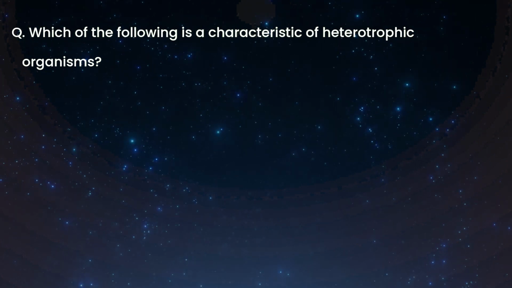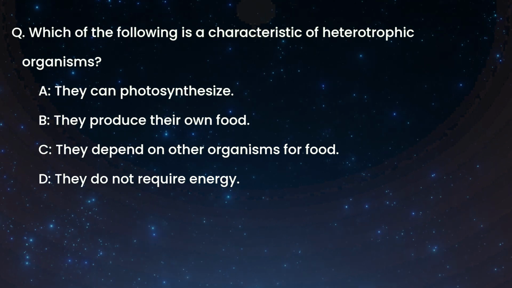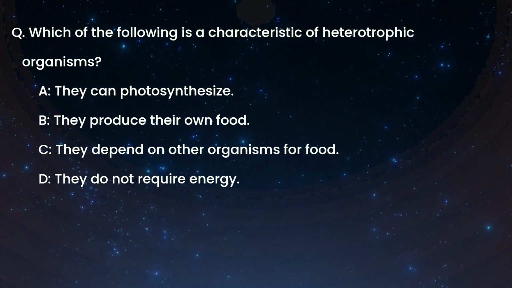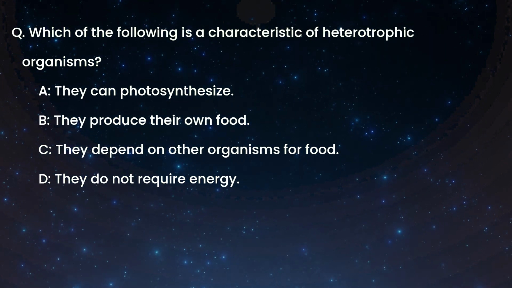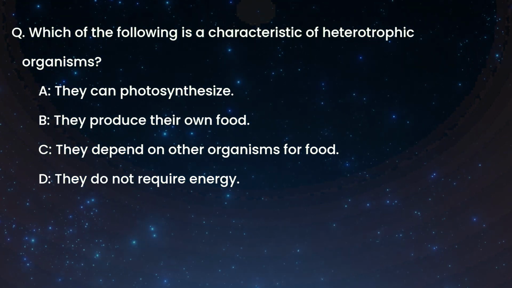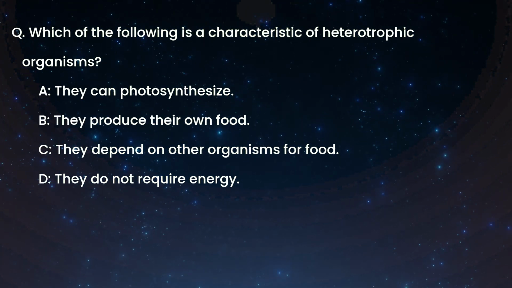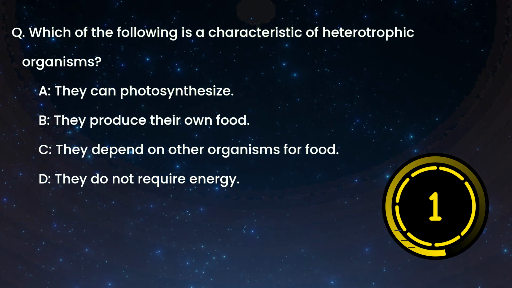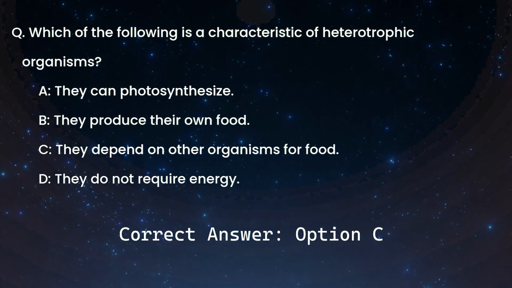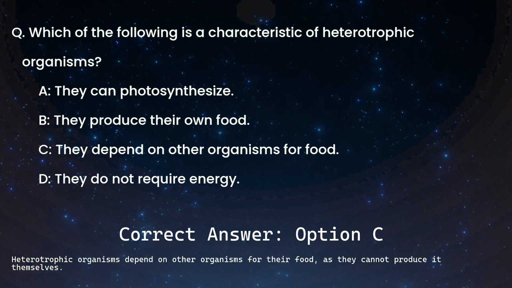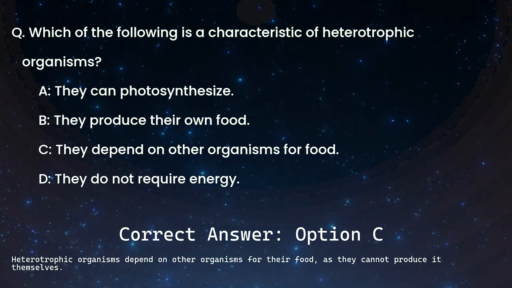Question: which of the following is a characteristic of heterotrophic organisms? Option A, they can photosynthesize. Option B, they produce their own food. Option C, they depend on other organisms for food. Option D, they do not require energy. You have 5 seconds to answer the question. The correct answer is option C, which is they depend on other organisms for food. Heterotrophic organisms depend on other organisms for their food, as they cannot produce it themselves.